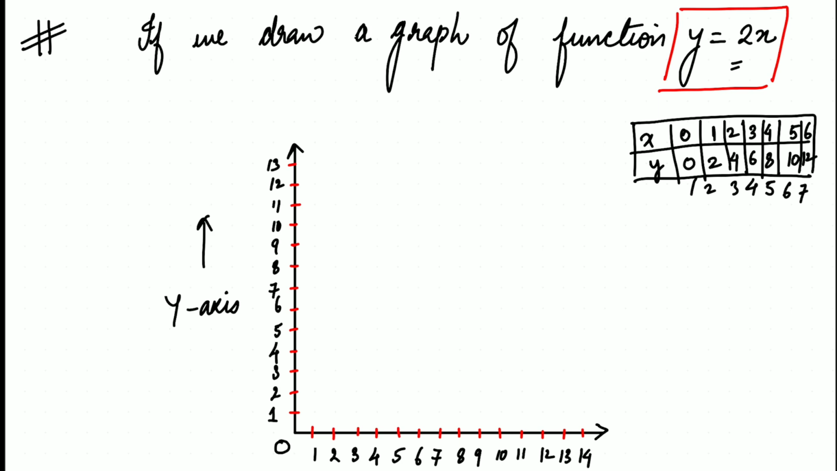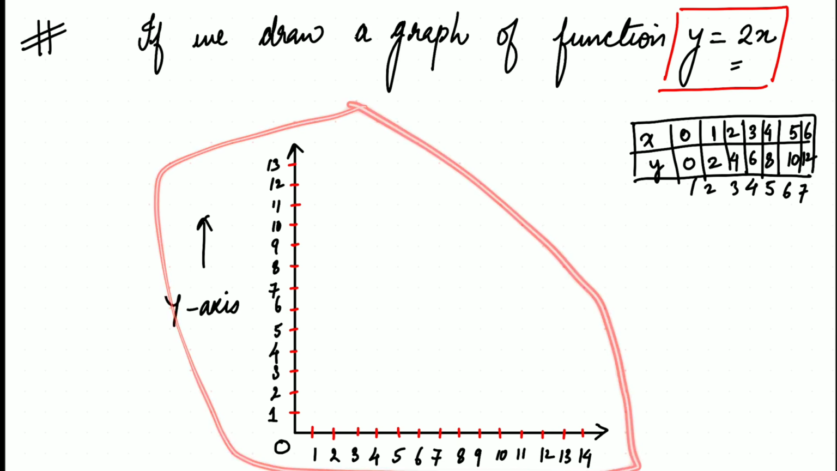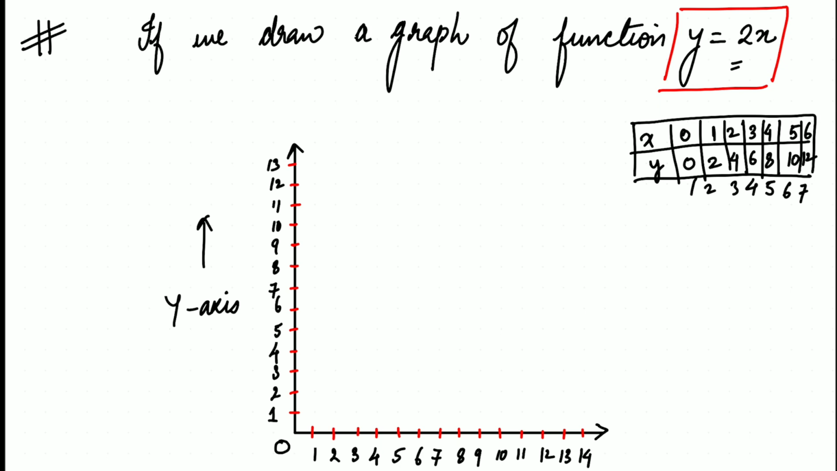Let's try to plot these coordinates in this graph. You can very clearly see the graph; I have already made it here. So I'll just simply plot them. The first coordinate is 0 comma 0, which is this point. Next is 1 comma 2, which will be that point. I hope you can understand that. The third one is 2 comma 4, this point.